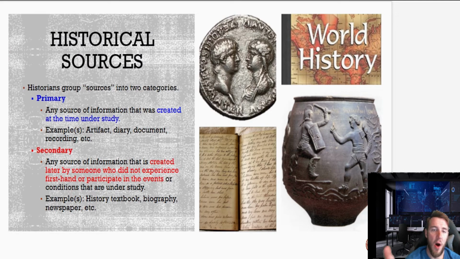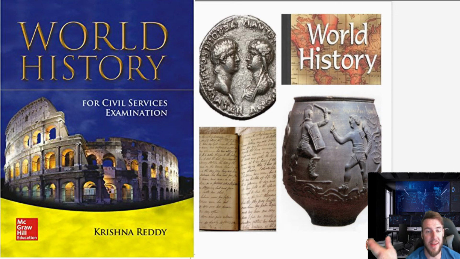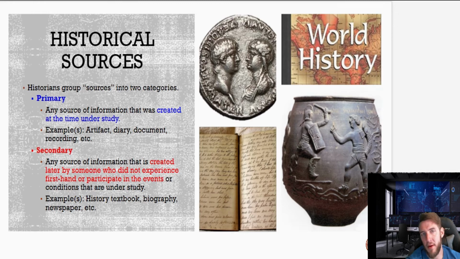Secondary resources are any source of information that is created later by someone who did not experience firsthand or participate in the events. Okay? So maybe I'm a historian, researching it. A history textbook is a secondary resource. That's not from that era. That's from what historians have gathered and put into the textbook. All right. Now, a biography, a newspaper, something like that, that's just a secondhand account of what happened. Not people that were actually there. Right. So a secondary source is a history textbook, a biographer, a newspaper, etc.